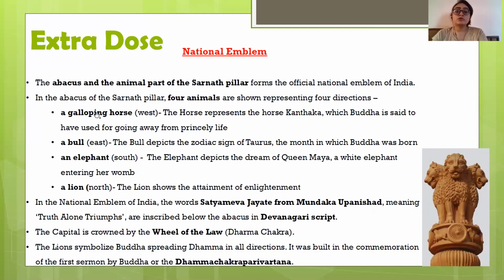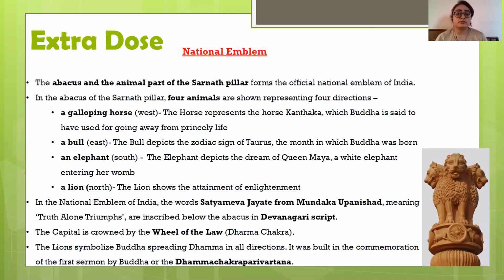Now more information about these animals. The horse, which is also called the galloping horse, represents the horse Kanthaka, which Buddha is said to have used for going away from princely life. We all know the story of Buddha, that he left his kingdom at a very early stage. While leaving his kingdom, he used his horse Kanthaka. So the horse on the Sarnath pillar represents that horse.